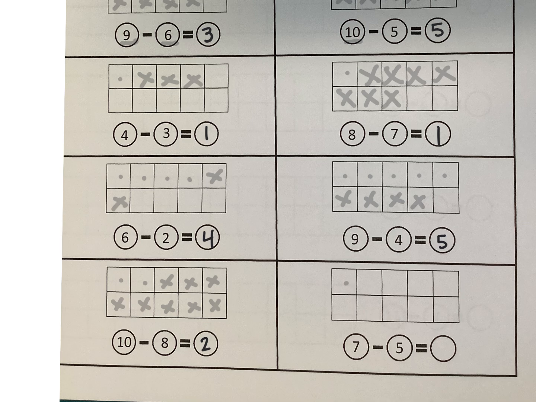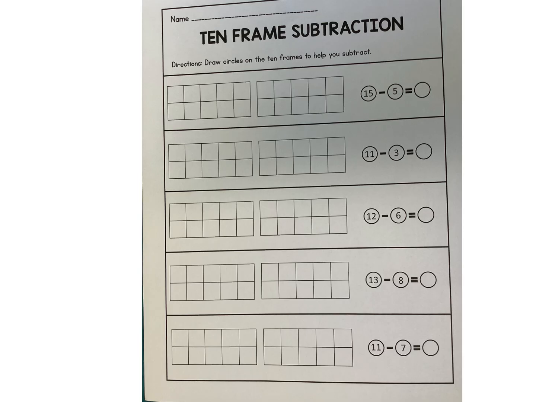We have 7. And we're going to cross off 5 of them. How many does that leave? 2. Very good. All right, let's take a look at the back side.